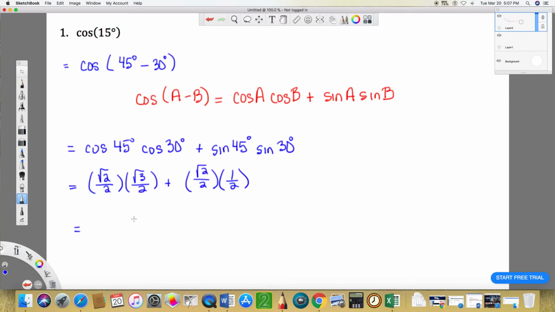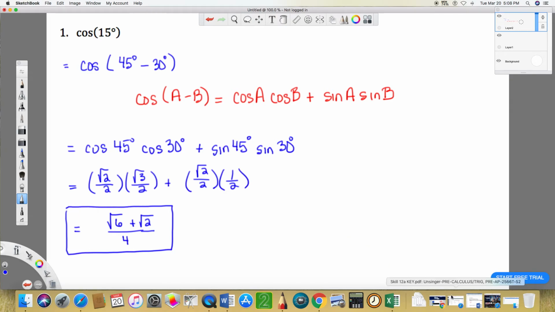So both of these fractions have a common denominator of 4. If we multiply these two numerators together, we can write it as a single radical, 6. And here, radical 2 times 1 is just radical 2. So here's our final answer. The cosine of 15 degrees, and you can double check it on a calculator.